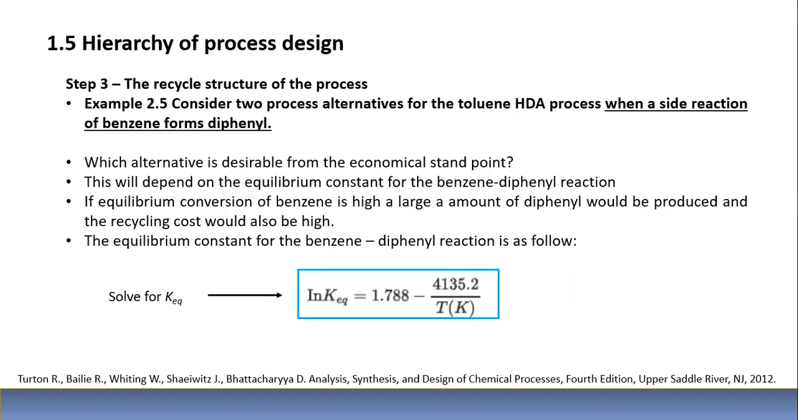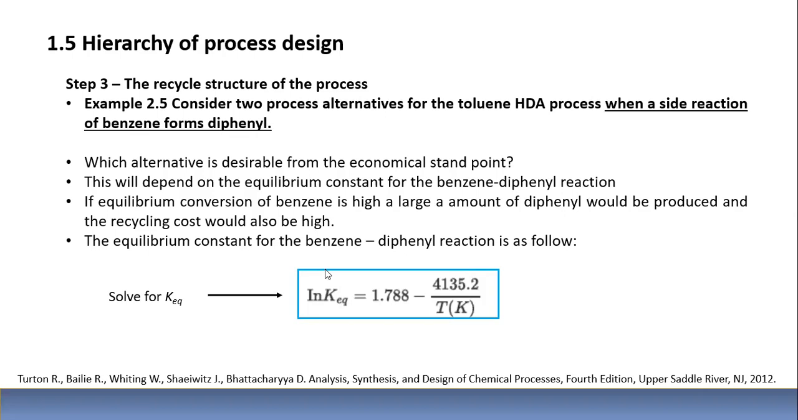Example 2.5 considers two process alternatives. Okay, we saw that. Which alternative is desirable from the economical standpoint? This will depend on the equilibrium constant for the benzene diphenyl reaction. If equilibrium conversion of benzene is high, a large amount of diphenyl would be produced, and the recycling cost would also be high. The equilibrium constant for the benzene diphenyl reaction is as follows.